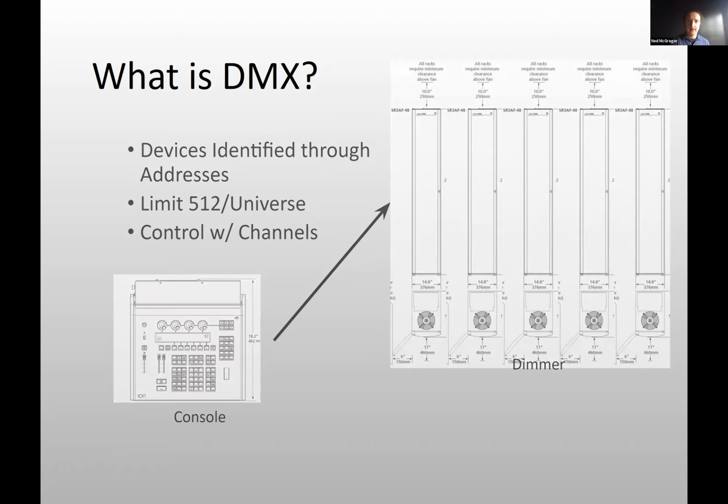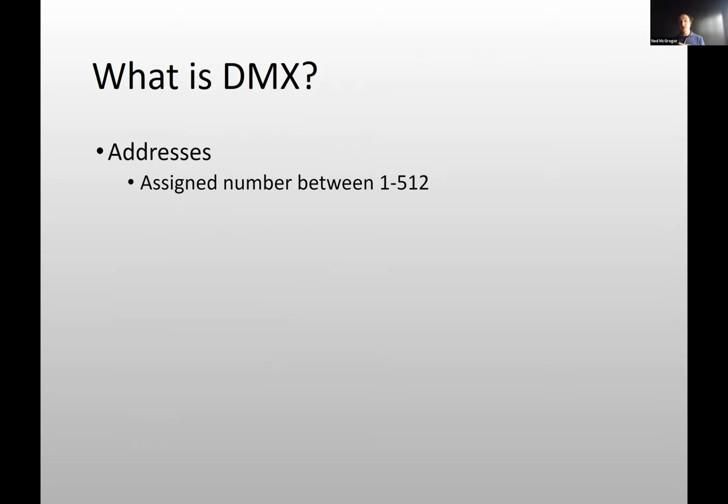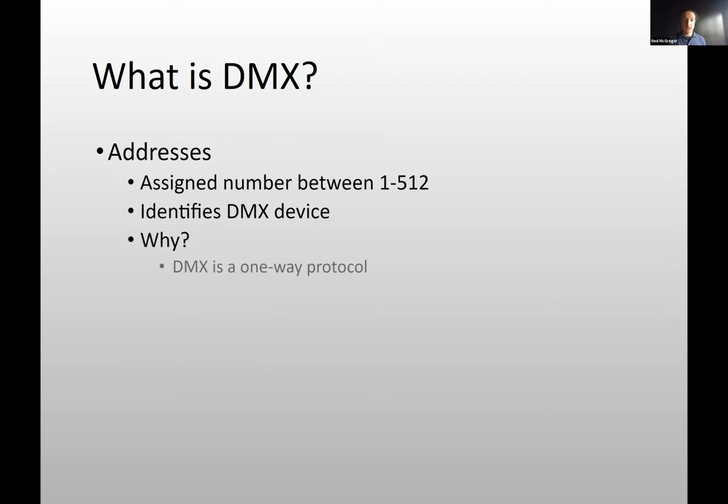So addresses. Addresses are assigned numbers between 1 and 512, and they identify the DMX device. And why would you do this? So the thing about DMX, and the more that every other technology develops around us, the more it's important to remember that DMX is an old enough protocol that it is one way. So the board doesn't know what it's connected to. And so addresses are a way to make sure that the signal coming out of the board hits what you want it to hit and controls what you want it to control.